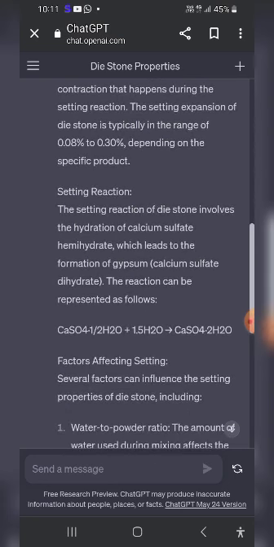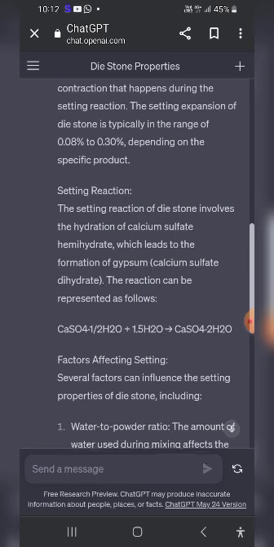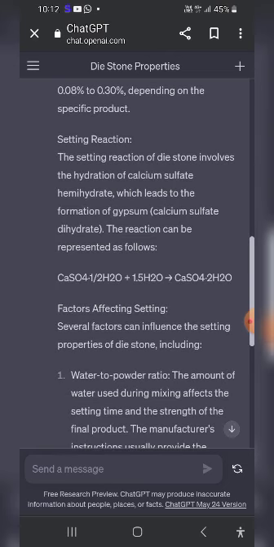Setting reaction. The setting reaction of die stone involves the hydration of calcium sulfate hemihydrate, which leads to the formation of gypsum, calcium sulfate dihydrate. The reaction can be described as follows: CaSO4·0.5H2O plus 1.5 H2O gives CaSO4·2H2O.